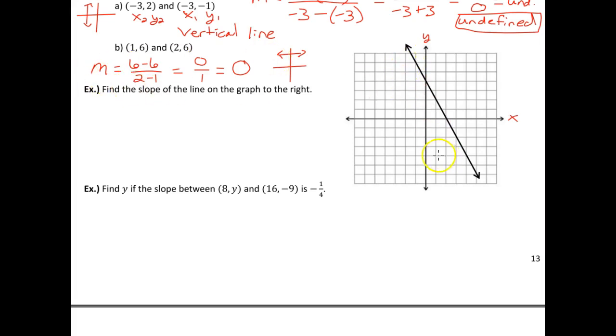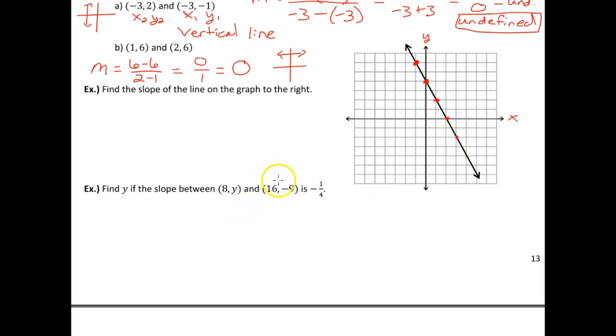Here I'm given a graph and I'm asked to find the slope. Remember, I just need 2 points and I can find the slope. So I need 2 nice points on this graph. I can pick any 2 nice points I want because the incline is steady. It's the same the whole way down. It's not changing. So I'm going to pick this point. That looks like a nice one. And this point. That looks like a nice one. But I could pick anything. I could pick here, here, any nice point.